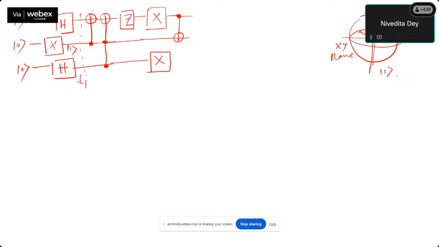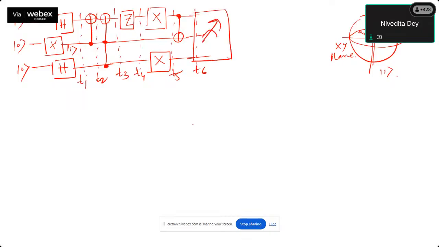So this is T1. Let me just draw this. T2, T3, T4, this is T5, and this is T6, and T6 is that level where we are also doing the measure gate. This is my measure gate. I'm just broadly drawing it. Instead of writing 3 measurement gates, I'm just drawing it in this way.